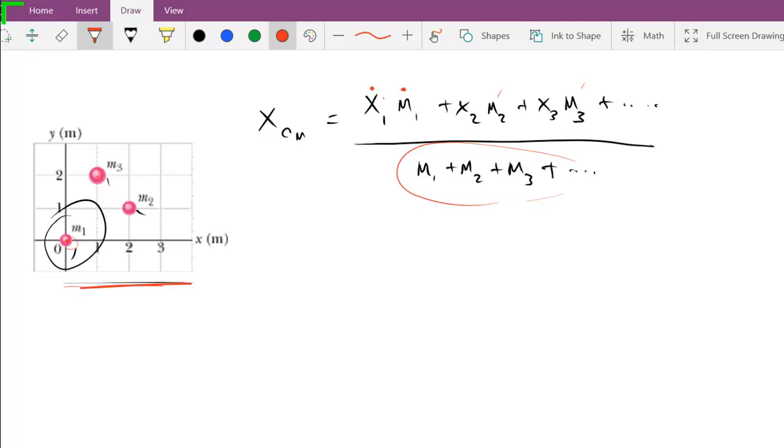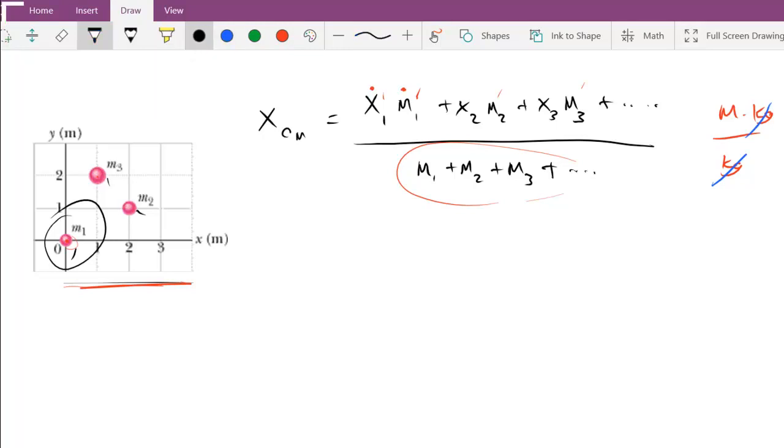This would be units in meters, kilograms. So we'd have meters, kilograms on the top, and then divide by kilograms on the bottom. The kilograms would cancel and we'd just be left with meters.